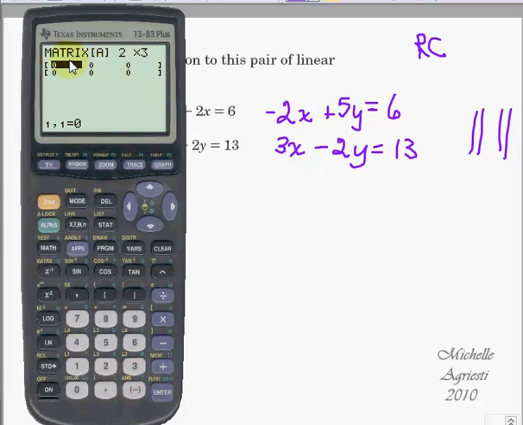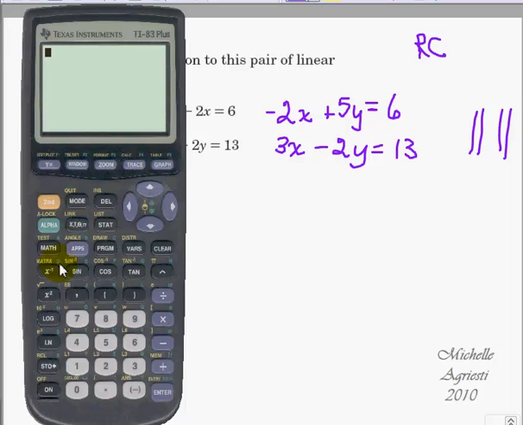And now what we're going to do is enter the coefficients. So first, we'll put in -2, and then 5, and then 6. And then in the next row, our next equation, we'll put in 3, -2, and 13. Okay, so now we've entered our information into our matrix, so we'll get out of this.